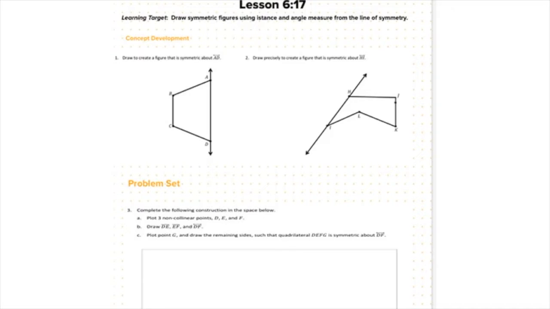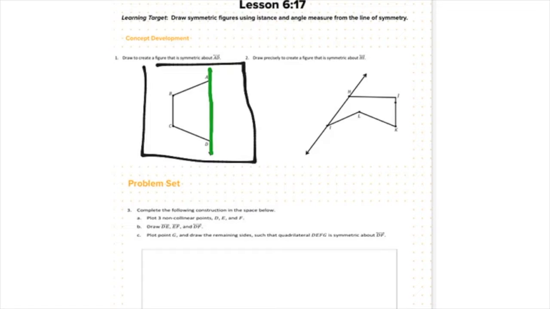So now that we're looking at the lesson, it wants us to create a figure that's symmetric about AD. So that means that this, our green line right here, is that line of symmetry. So we need it to be symmetric, or equal, identical to the other side. So imagine that green line, right? Imagine you're on a sheet of paper and this green line is telling you where you're going to fold the paper. Where are all the marks going to sit?